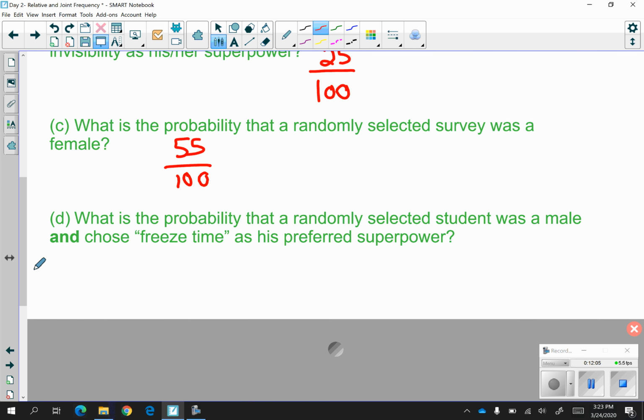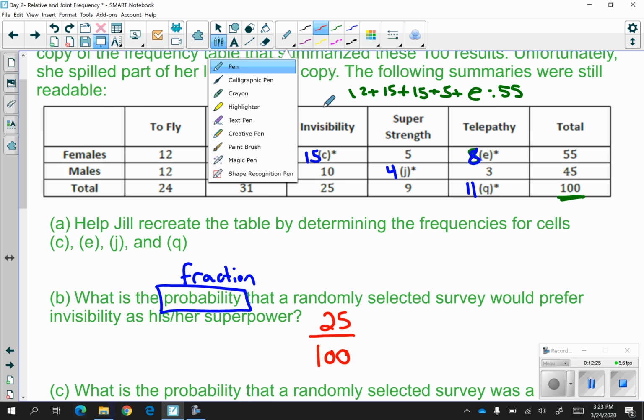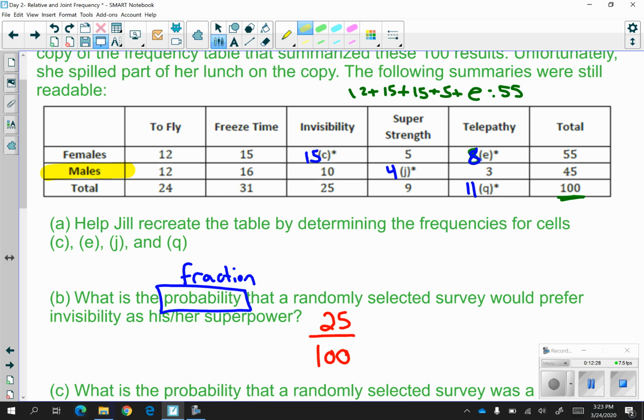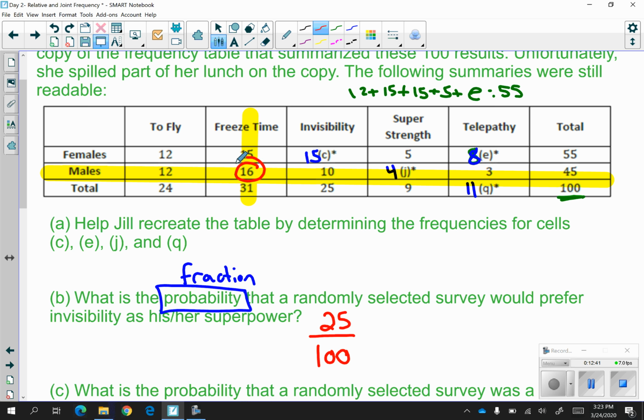Keep on going. What's the probability that a randomly selected student was a male and chose freeze time? Now remember that "and" represents the intersection or the overlap. So I'm going to go to men and freeze time. Here are all my males. Here are all my freeze times. Their overlap is right here at 16. So that's going to be 16 out of 100, where they both join up for that joint frequency.